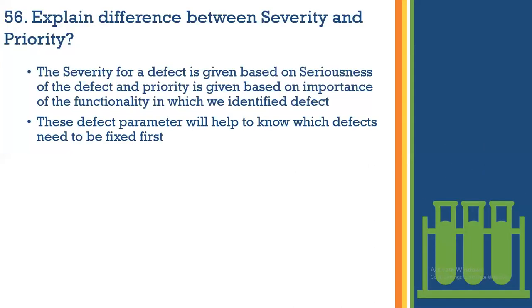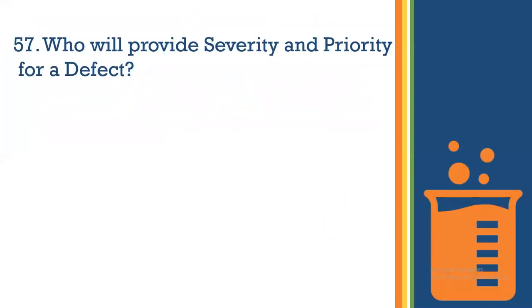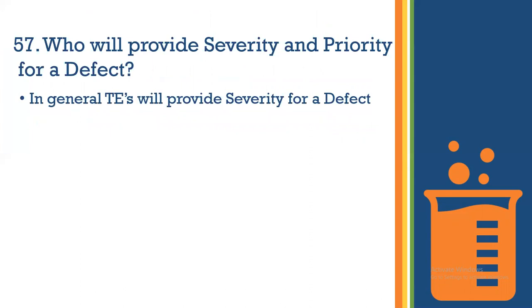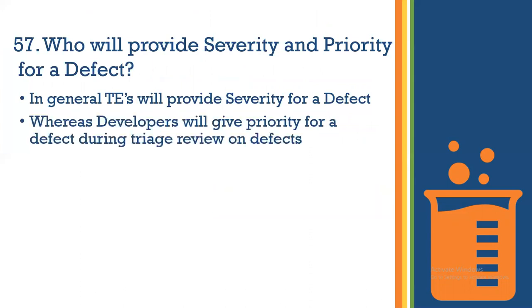But there may be a question asked: who will give the severity, and who will give the priority? Severity is given by the testing team, priority will be given by the developers. Somewhere I may have covered that question also. The question is: who will provide severity and priority for a defect? In general, testers will provide severity for a defect, whereas developers will give priority for a defect during the triage review or triage meeting on defects.